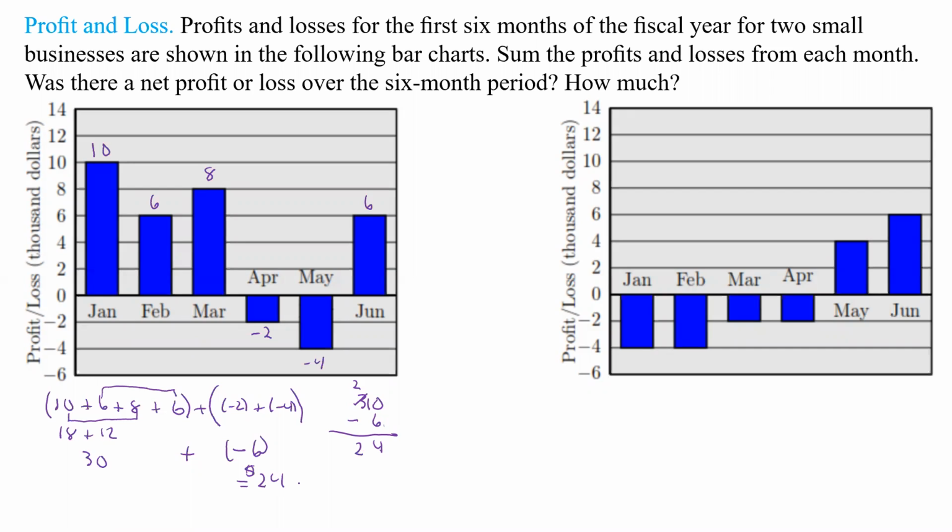And it's going to be $1,000 basically. And that's going to be a profit. So that would be our answer. It's a $24,000 profit because we had a positive.